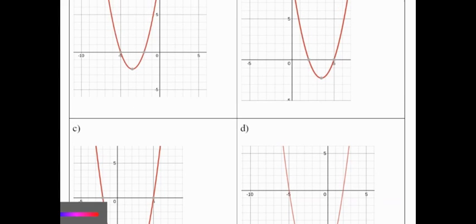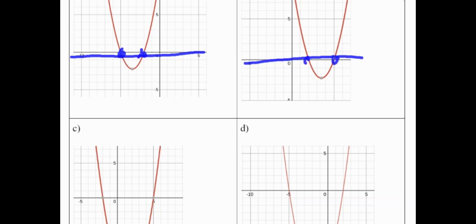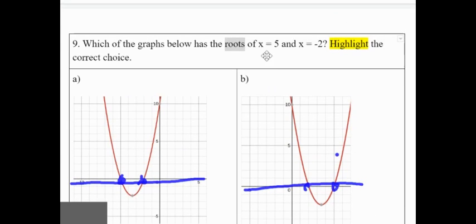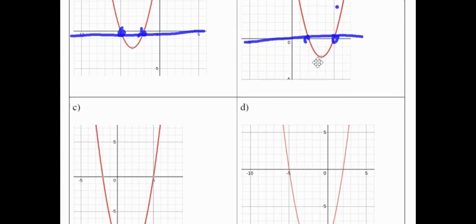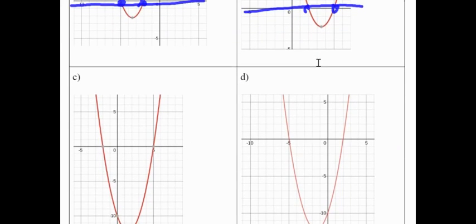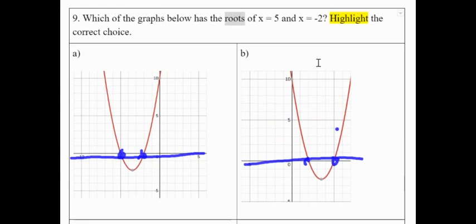Just to show you where the x-axis is, it's kind of hard to see it. Here's the x-axis right here. Here it is right there, and so on. And you're looking for the x-intercepts on each of those. And you want to see which one of them hits at +5 and -2. Only one of them is going to hit at +5 and -2.